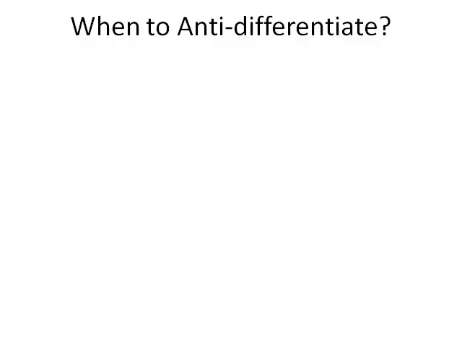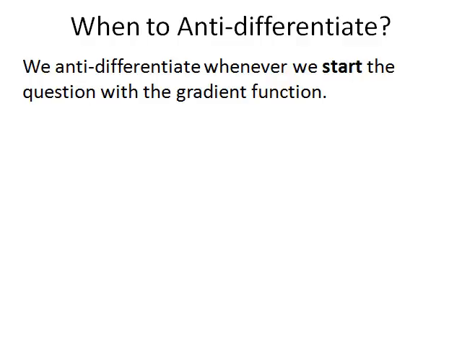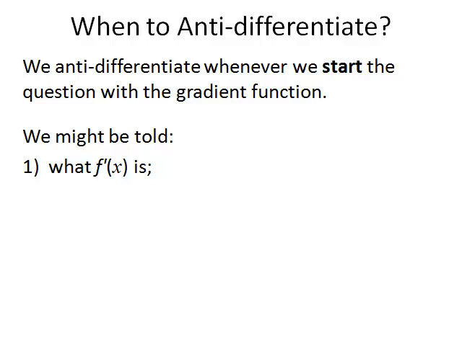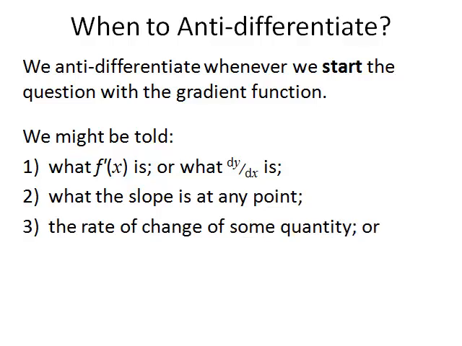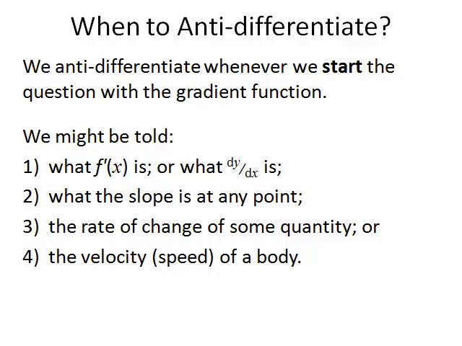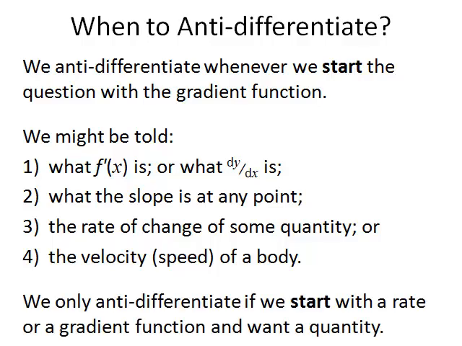So when do we anti-differentiate? Whenever we start the question with a gradient function, but it can come in various forms. You can be told it as the gradient function, or dy by dx, which is the same thing. You can be told in words what the slope is at any point. You can be given it as a rate of change in some quantity, which is just a gradient by another name, and you can be given it in some merit questions as a velocity. Doesn't matter. We anti-differentiate when we start with a rate, and we want to end with the original quantity.